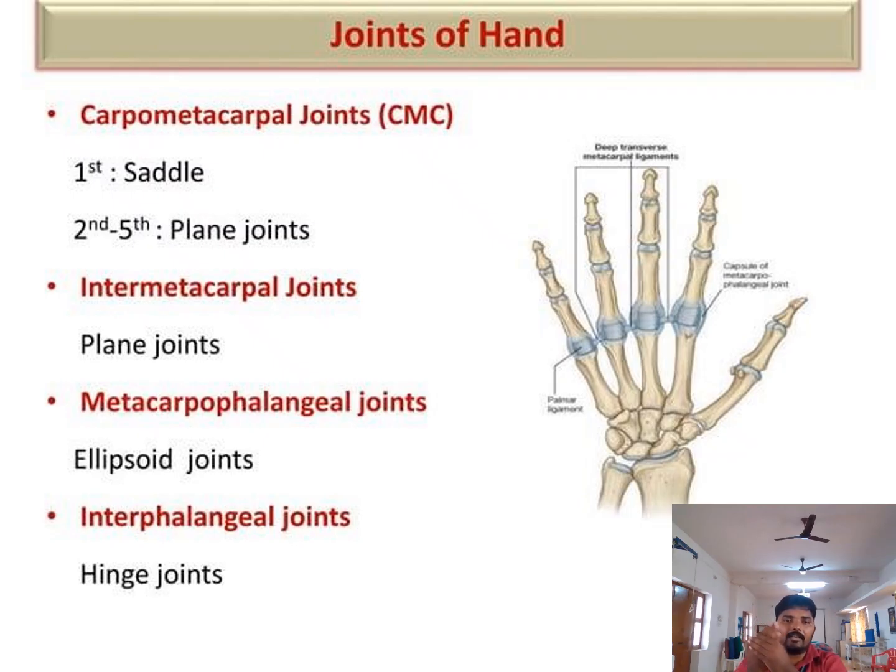Then the metacarpophalangeal joint. This is the metacarpophalangeal joint. Then the interphalangeal joints: the proximal interphalangeal joint and the distal interphalangeal joint. Then the midcarpal and wrist joints. The metacarpophalangeal joints are ellipsoid joints, the intermetacarpal joints are plain joints, and the interphalangeal joints are hinge joints.